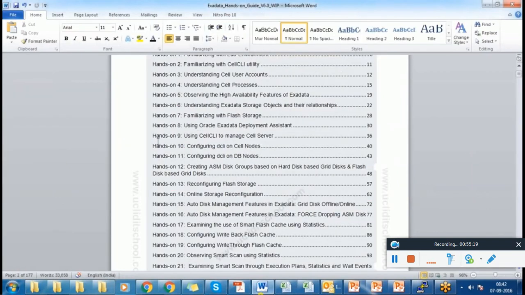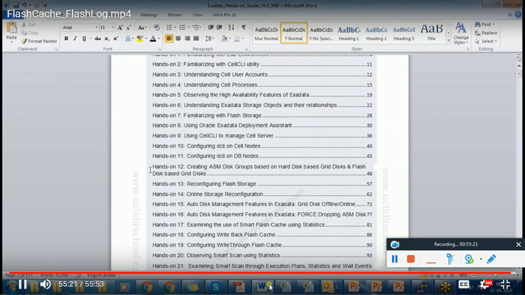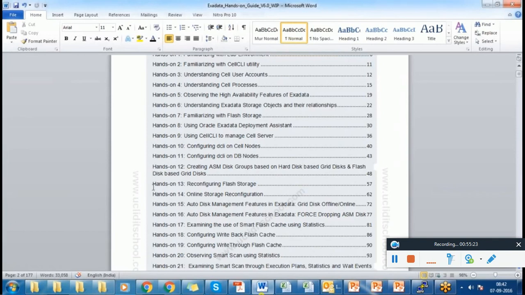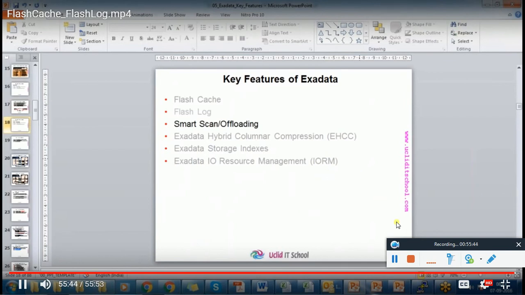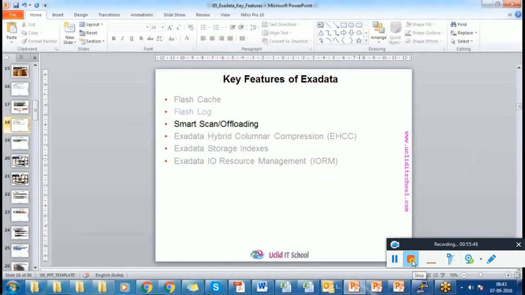Once again, the practices related to today's topic are 17, 18, 19: examining the use of Smart Flash Cache, configuring write back, and configuring write through mode. Tomorrow we'll continue and see Smart Scan, hybrid columnar compression and the storage indexes.